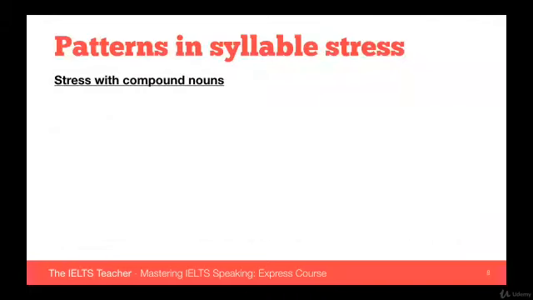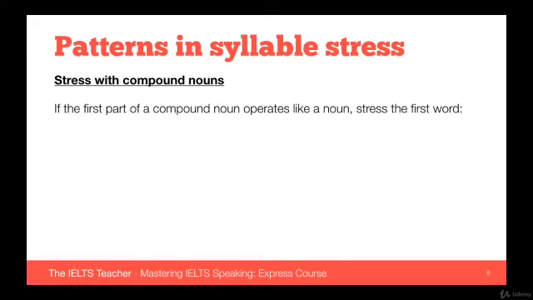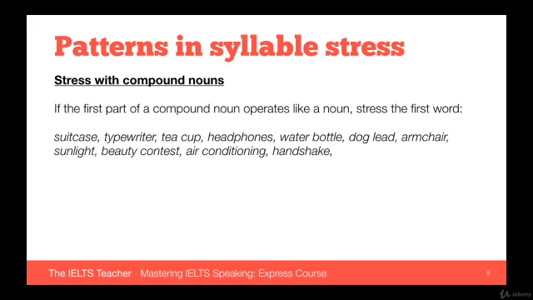Okay. Another very useful rule when it comes to stress is when we think about compound nouns, and that's when you've got two words together creating a noun, whether that's an adjective and a noun or a noun and a noun. These are compound nouns. If the first word of a compound noun works like a noun, then we stress the first word and not the second. For example, suitcase, the first word is suit. As we know, suit is a noun, so we stress it.